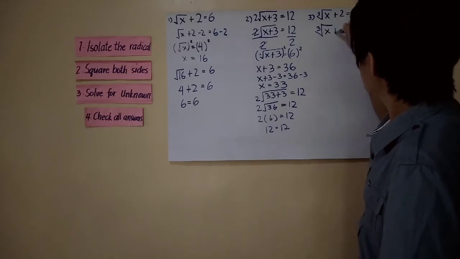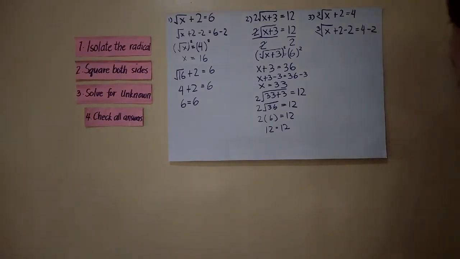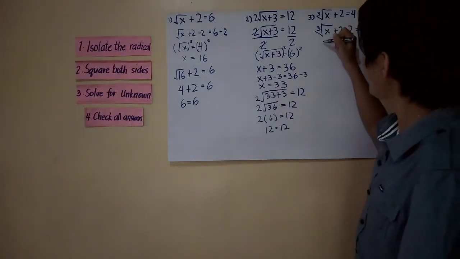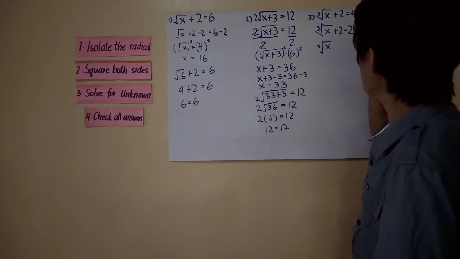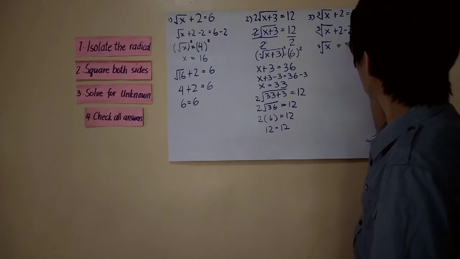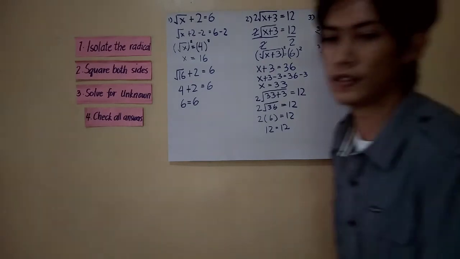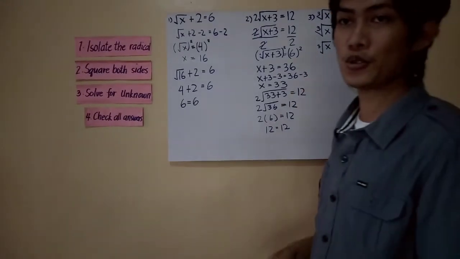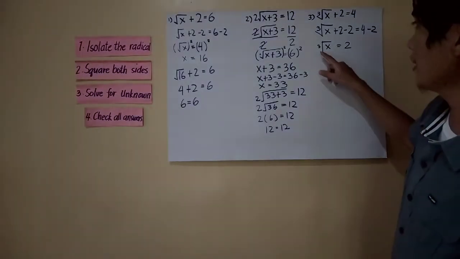x plus 2 minus 2 is equal to 4 minus 2. So 2 minus 2 is 0, 4 minus 2 is 2. Now we're left with cube root of x is equal to 2. So now we've isolated the radical. Because this is a cube root, we're not going to square both sides, but instead we're going to cube both sides, so that the cube root will cancel out.